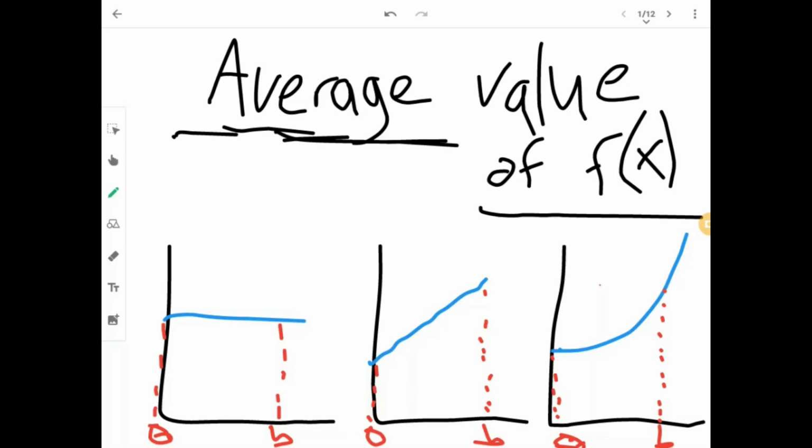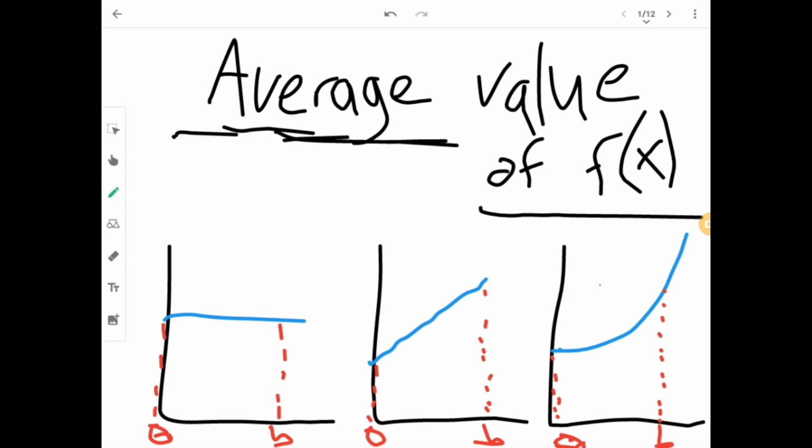You guys, so this is 5.3. So we'll start off with the section beginning. So the average value of f(x). For average value, what it basically means is the area divided by the width. So for example, you have these few graphs over here.